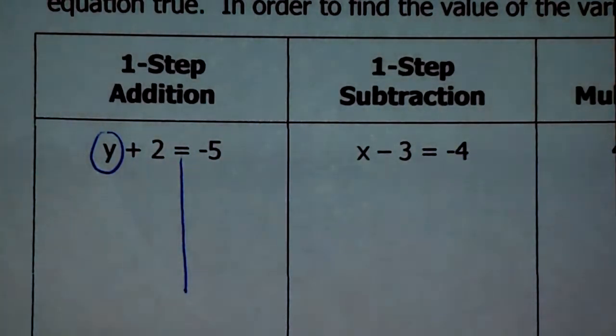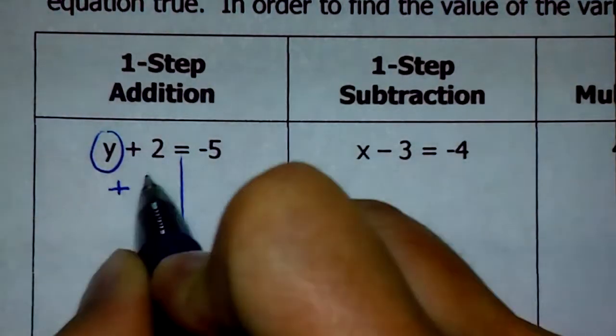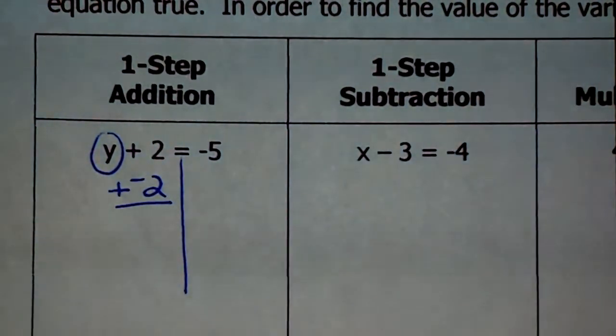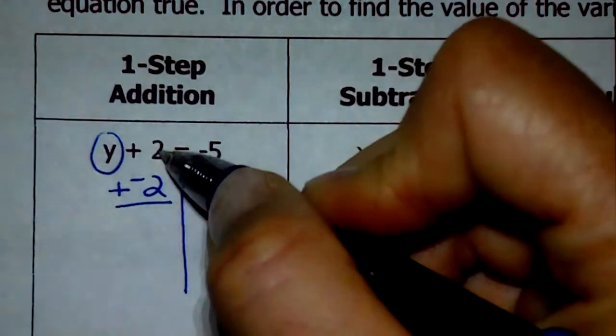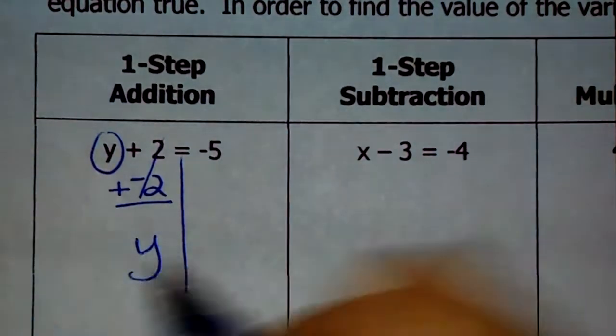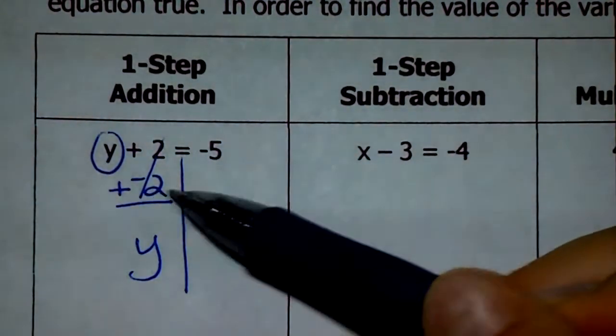Well, you learned about additive inverse, right? Isn't 2 plus -2 0? So if I added the opposite of 2, if I added a -2 to this side, what's y plus 2 plus -2? Well, 2 plus -2, those are like terms. They cancel out. They equal 0. And isn't y left?